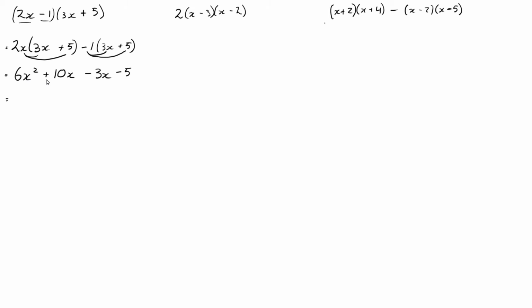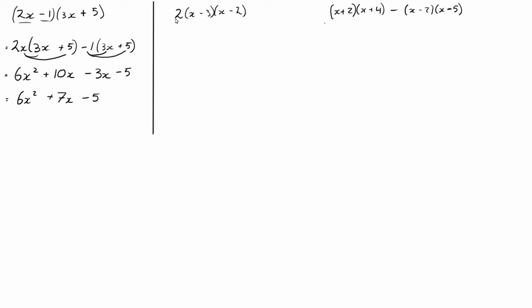So after that, we just need to collect our like terms. We've got 6x squared. 10x take 3x gives us 7x, and then subtract 5. So that's for the first one. Let's have a look at the second one.